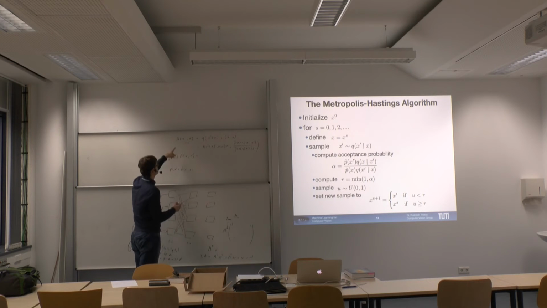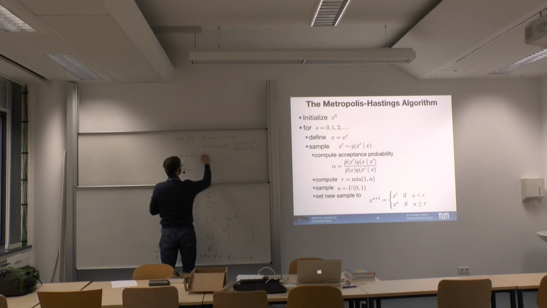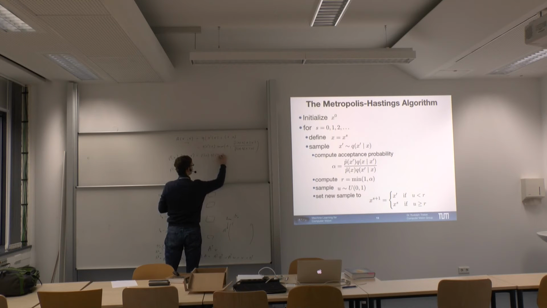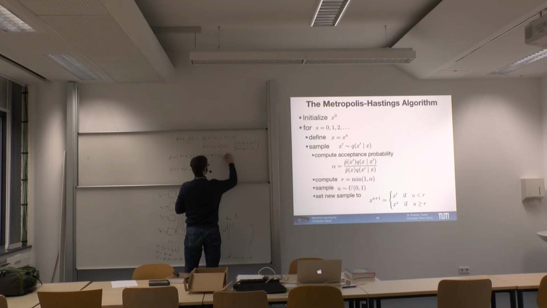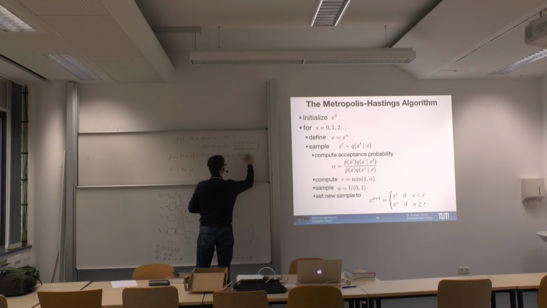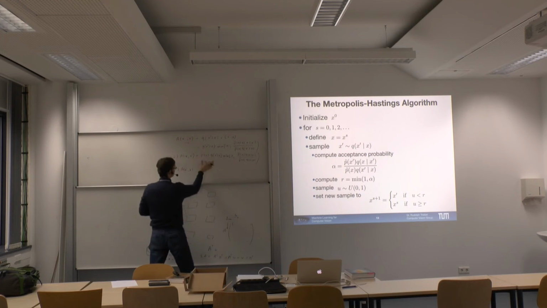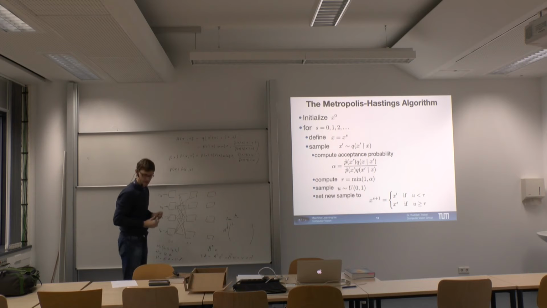And that's very simple to show. We just plug this in. We just say this is pi of x times q of x prime given x times min of 1 and all that stuff here: q of x given x prime divided by pi q of x prime given x, right? I just pull this in now.